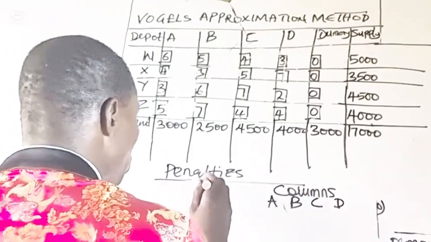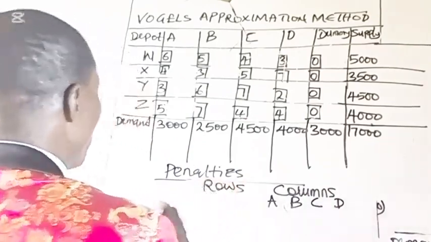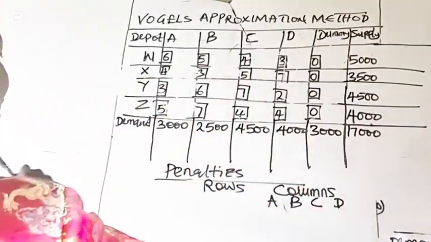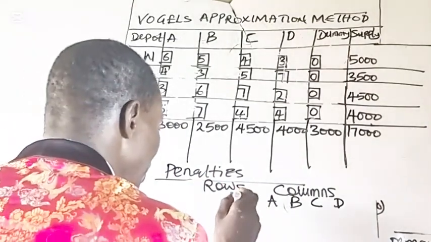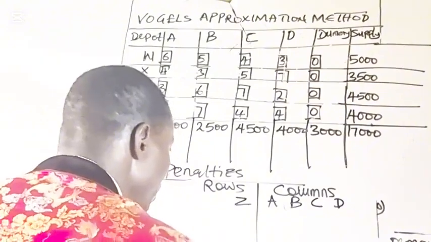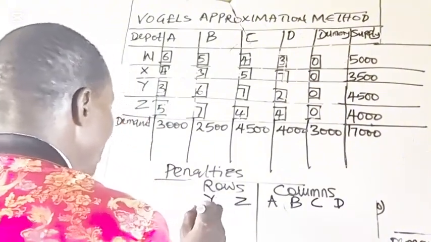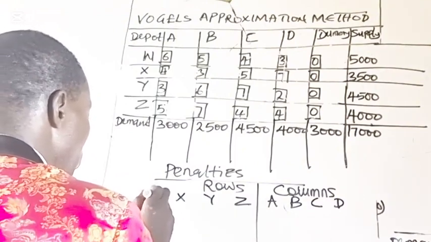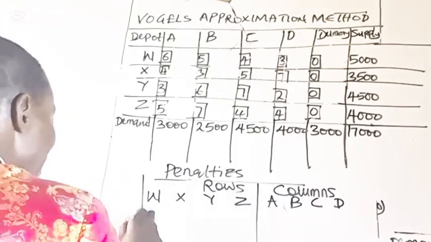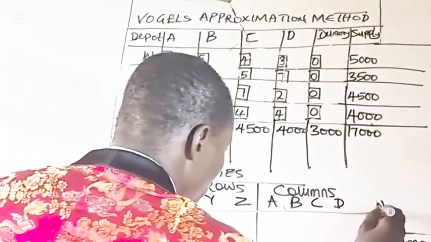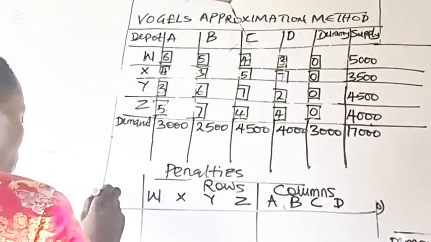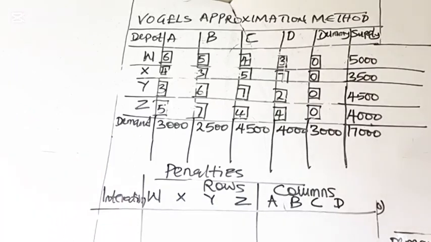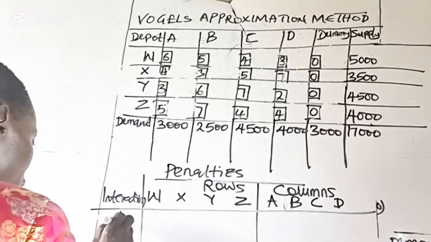Then the rows. Rows is horizontal. W, X, Y, Z. Then you have the iterations. What will be the first iteration first?